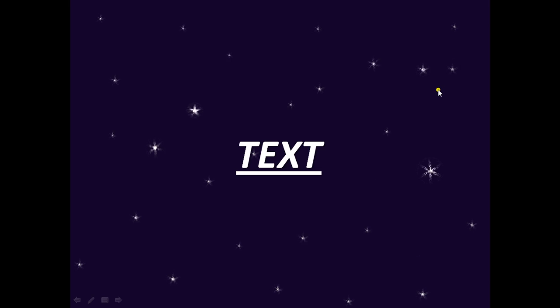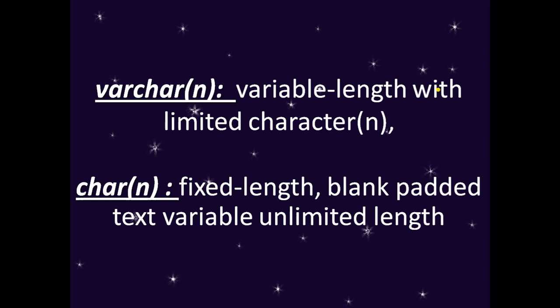Then after that we have seen the text type, right? In text type there are two types: one is varchar and another one is char. Varchar is variable length with limited characters. Here you can specify the limit. If you write n, you can store up to n characters. If I write varchar 10, it will accept only up to 10 characters, not more than 10. But char n means it is a fixed length.